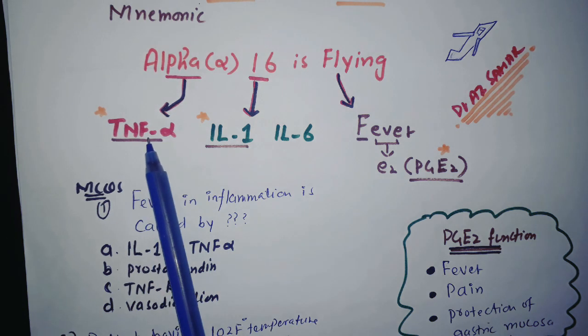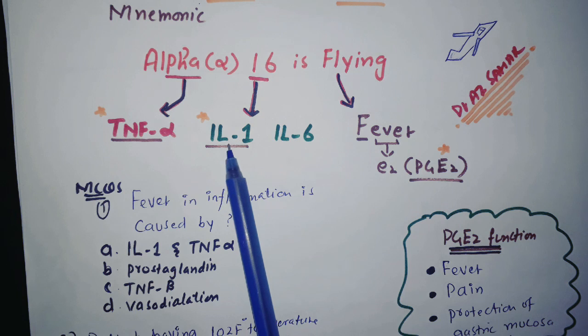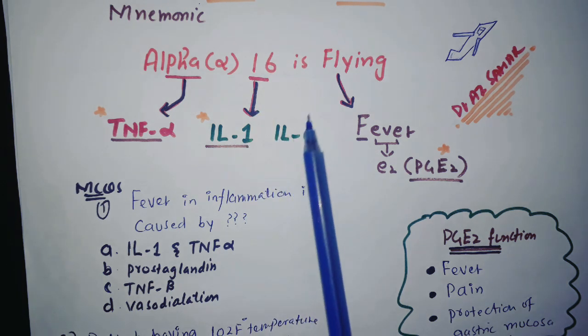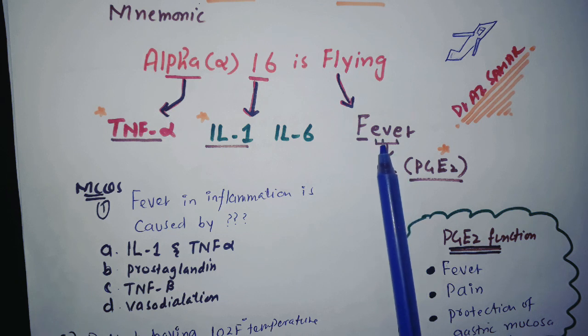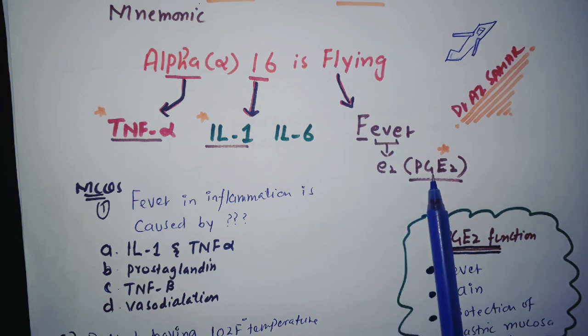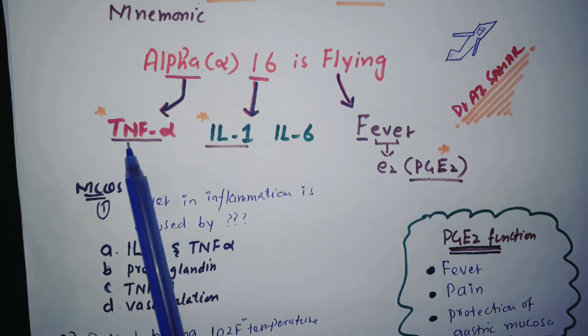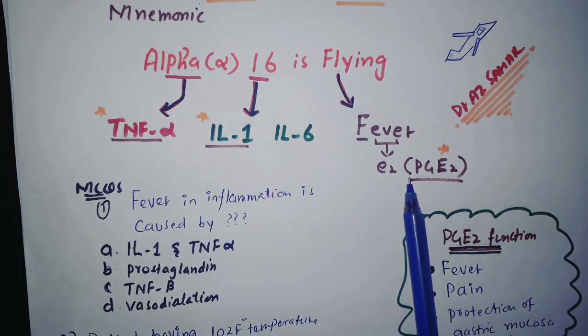Alpha is for tumor necrotic factor alpha. From this 16 you say interleukin 1, interleukin 6, and flying, this F is for fever. And in the word fever, you see there are two E's; this E is for E2, which we can say prostaglandin E2. The three most important mediators of fever are tumor necrotic factor alpha, interleukin 1, and prostaglandin E2.